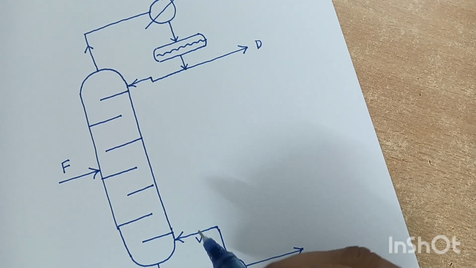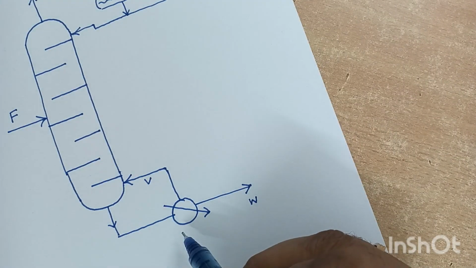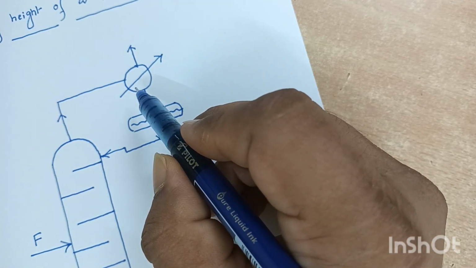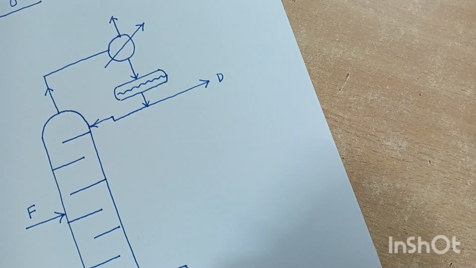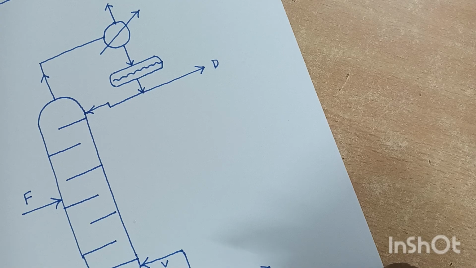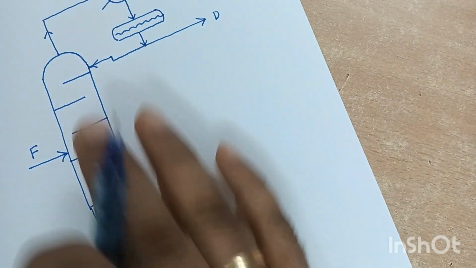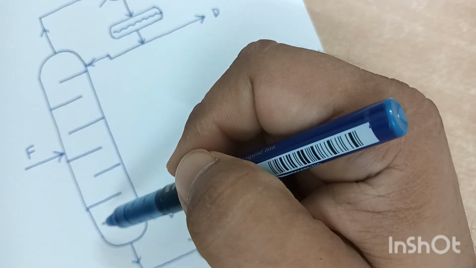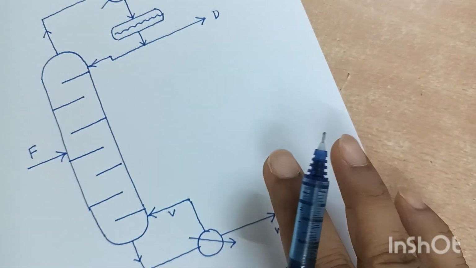The number of stages includes all the trays within the column, and also the reboiler at the bottom of the column and the partial condenser which is present at the top of the tower. The reasoning behind why a partial condenser and a reboiler are considered theoretical stages is well known. The height of the column is directly linked with the number of trays: more trays, the height is going to be more, and if the number of trays is less, the height is going to be less.